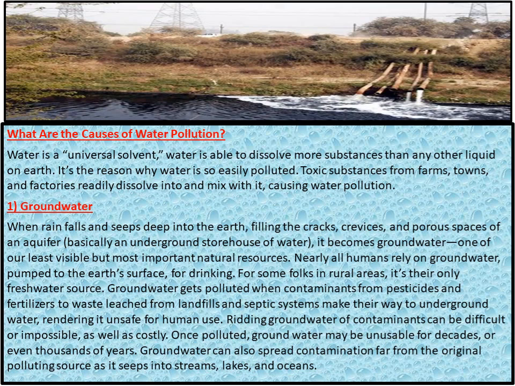Groundwater gets polluted when contaminants, from pesticides and fertilizers to waste leaked from landfills and septic systems, make their way to underground water, rendering it unsafe for human use. Ridding groundwater of contaminants can be difficult or impossible, as well as costly. Once polluted, groundwater may be unusable for decades or even thousands of years. Groundwater can also spread contamination far from the original polluting source as it seeps into streams, lakes, and oceans.